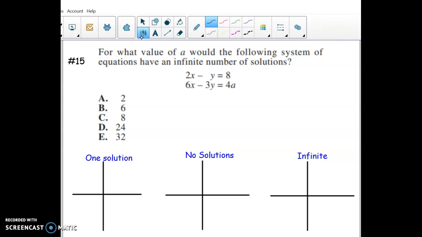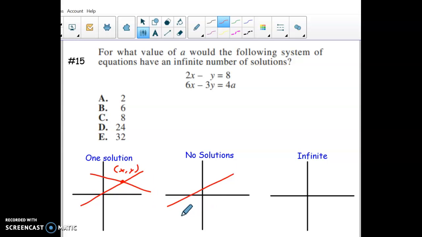Okay, so solving a system of equations, two equations with two variables x and y, there's three things that can happen. One, you can have one solution where they just cross at one point and you get a single x, y answer. I'm doing it graphically just as a review.